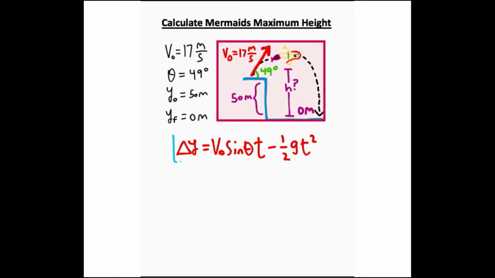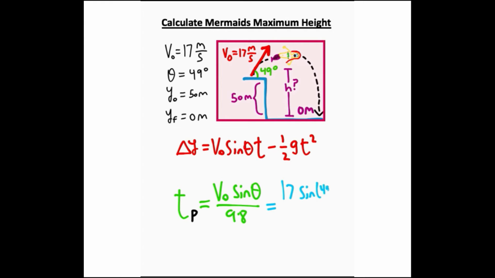The maximum height is going to be some change in the y direction. So the way we can do this is finding the right time in which we're going to reach our maximum height. And there's an equation you can use to calculate the time you'll reach your peak. And that's using this equation right here. Our initial velocity is 17. Then we have that times the sine of 49, all divided by 9.8.